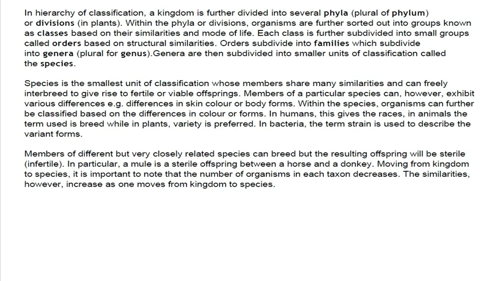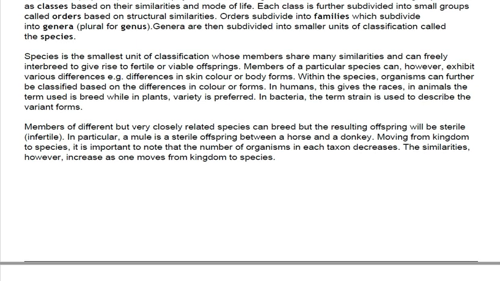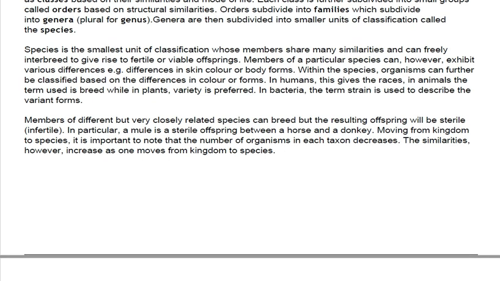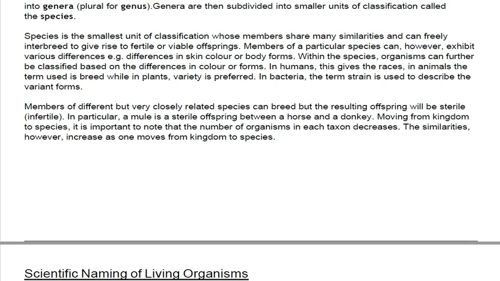Species is the smallest unit of classification whose members share many similarities and can freely interbreed to give rise to fertile or viable offspring. Members of a particular species can, however, exhibit various differences, for example, differences in skin color or body forms. Within the species, organisms can further be classified based on the differences in color or forms. In humans, this gives the races. In animals, the term used is breed, while in plants, variety is preferred. In bacteria, the term strain is used to describe the variant forms.